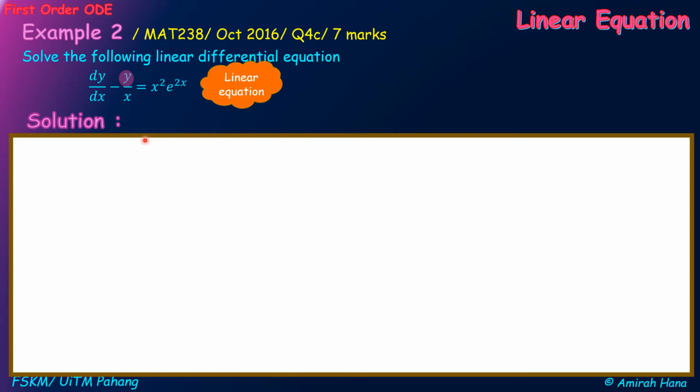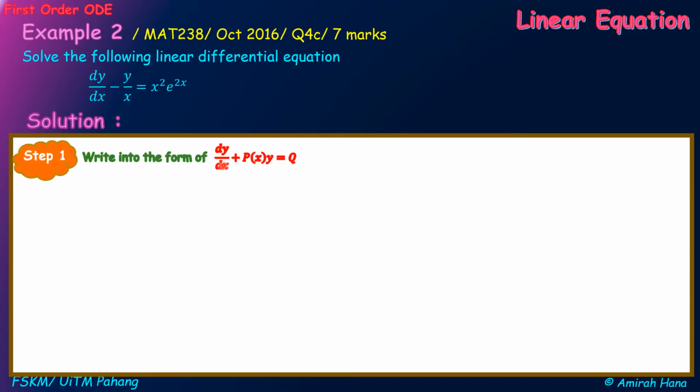Under linear equation, the first step is to write it in the form dy over dx plus p(x) y equals q(x). So from the given question, we can write dy over dx plus, because from the standard form we need to write a plus sign here, then in brackets negative 1 over x, y. We separate terms containing x and y. The right hand side equals x squared e the power of 2x, which is the term not containing y.